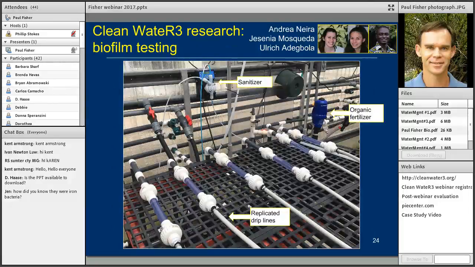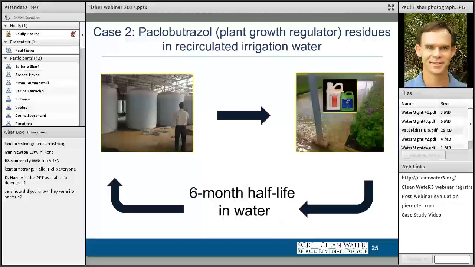We've also recently set up, as part of the Clean Water 3 research project, a system that students Andrea Neira, Jasenia Mosqueda, and Ulrich Adegbola are all working on. It's based on a system developed by Peter Conjoyan at Massachusetts, where we've got fertilizer coming in and then application of different sanitizing chemicals, and then we look at biofilm measurement in terms of these viewing clear lines as well as effect on flow rate through drippers.